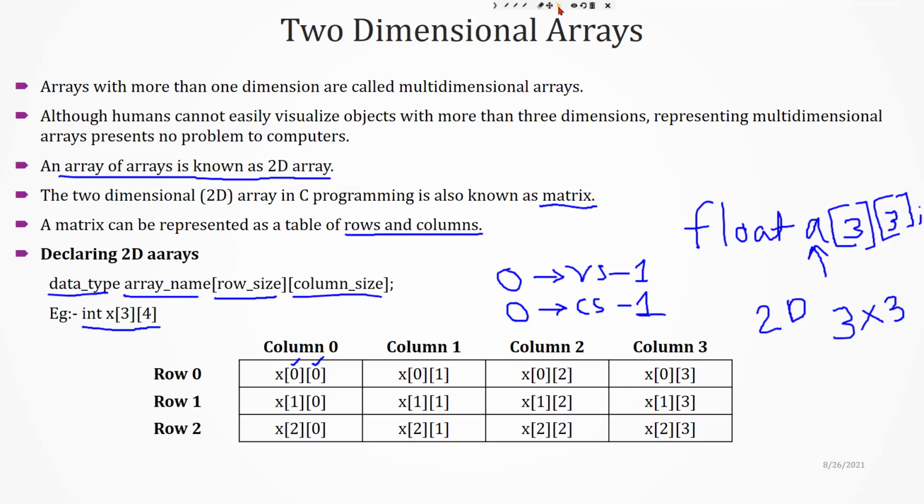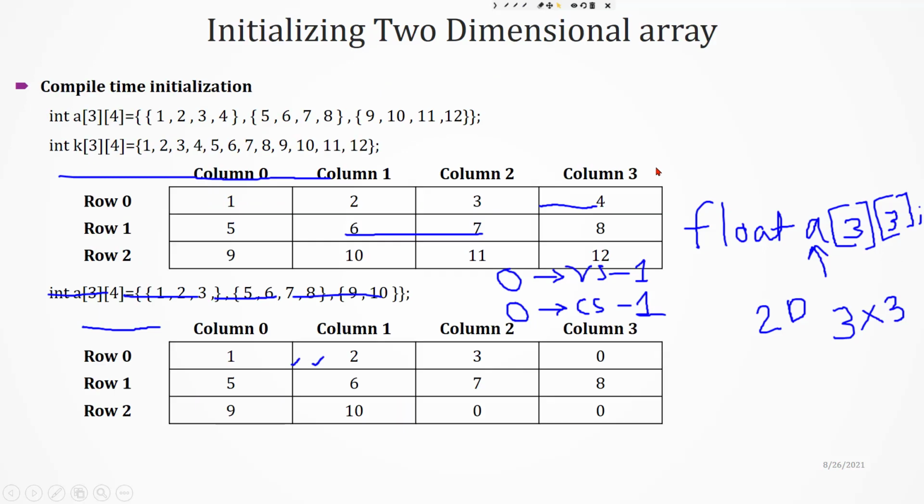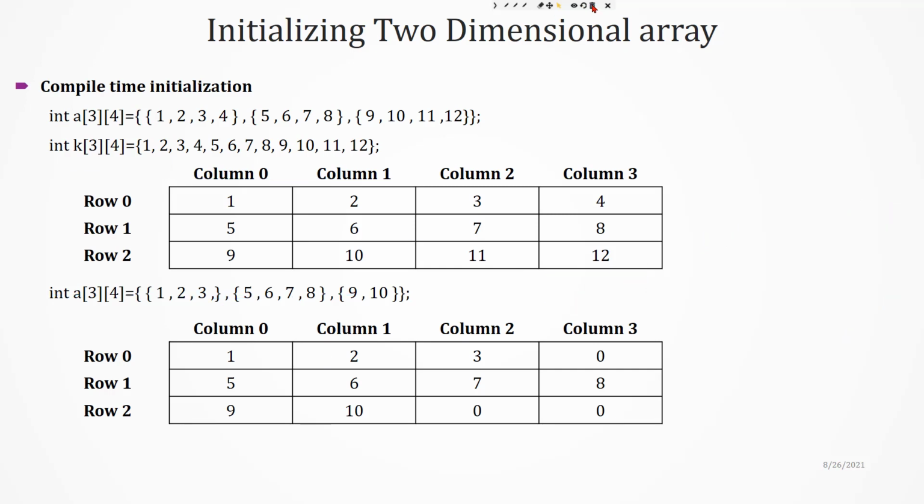Okay. Let me move to the example program. Next is compile time initialization. So here a of 3, 4, then 1, 2, 3, 4 is written within braces, not square brackets, within braces.